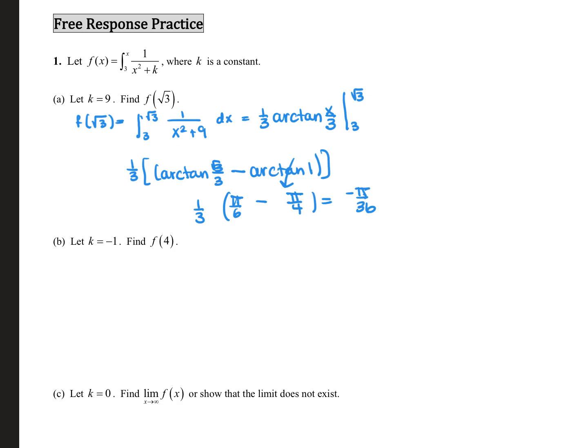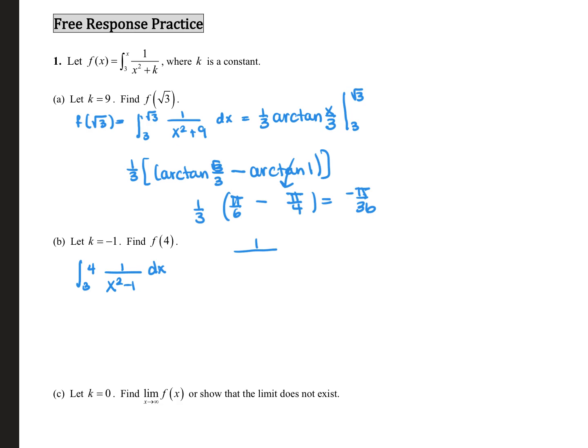Now they tell us that k is equal to -1, and we're going to find f of 4. So we're going to be integrating from 3 to 4 of 1 over x squared minus 1. So now this is no longer an arc integral. Now this is a by parts, not a by parts, a partial fraction one. And notice that it is not improper because there's no place that's causing the bottom to be equal to 0. That would happen at 1 or -1, and that's not on our interval.